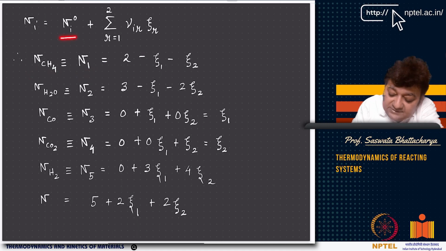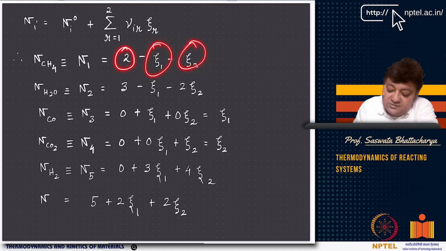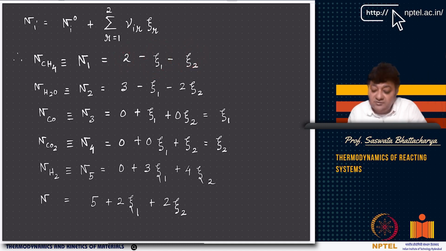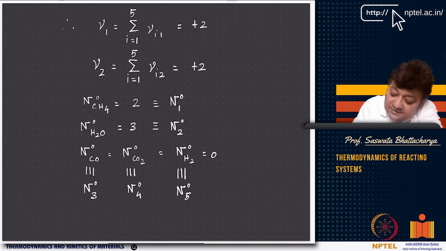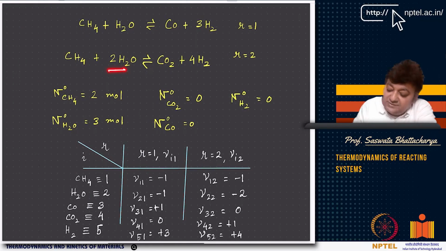N1 is nothing but Ni0 minus, because nu_ir is -1. For r equal to 1 it is -1, and for r equal to 2 also it is -1. So psi 1 is the extent of reaction 1 and psi 2 is the extent of reaction 2. So you get NCH4 in terms of the extent of reactions as well as the starting number of moles. Similarly for water it is 3 minus psi 1 minus 2 psi 2. You can see there are 2 waters, so basically -2 psi 2.